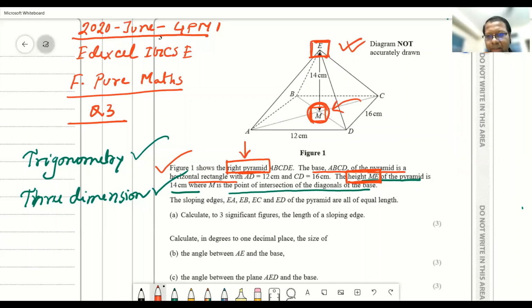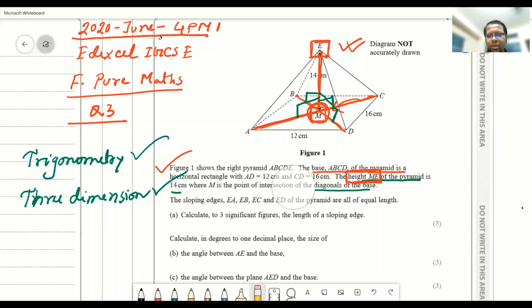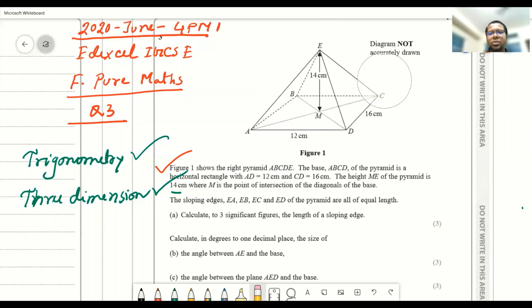M is the center of the base because the diagonals of the rectangle intersect at the point M. And as ME is the height, ME is making a 90-degree angle with the base. So these are the information that are given in the question. So let's move on to the first question.